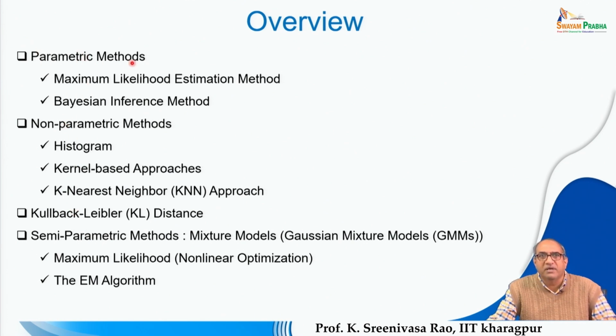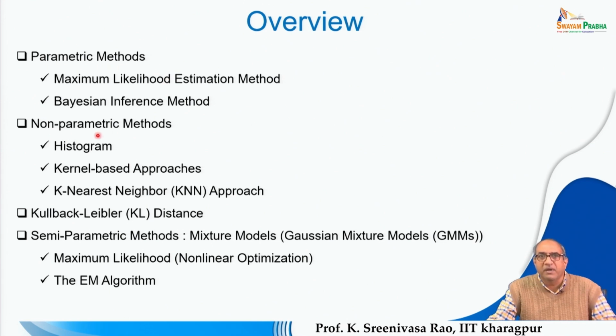In the case of parametric methods, the way we estimate the probability density of given data is carried out by using one of these two methods: either the maximum likelihood estimation method or the Bayesian inference method. We will see what these techniques are and how to estimate the probability density using these methods. Both of them come under the parametric methods.